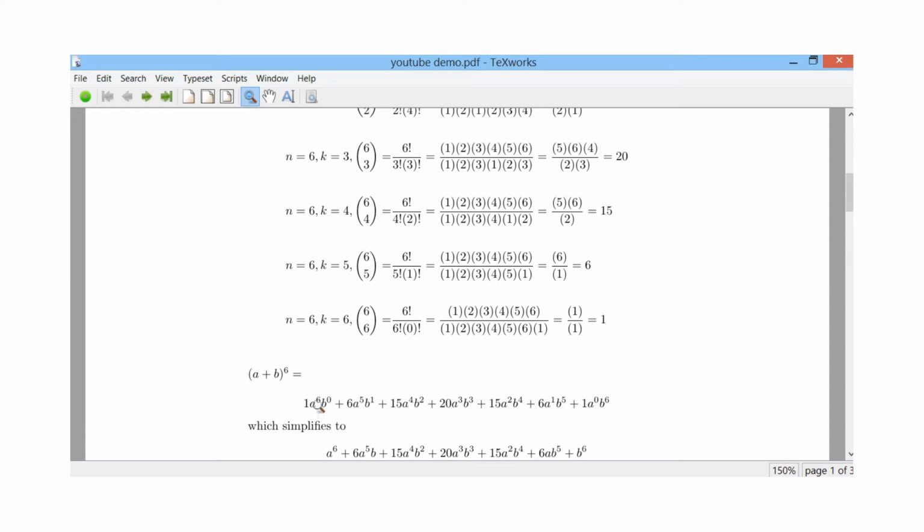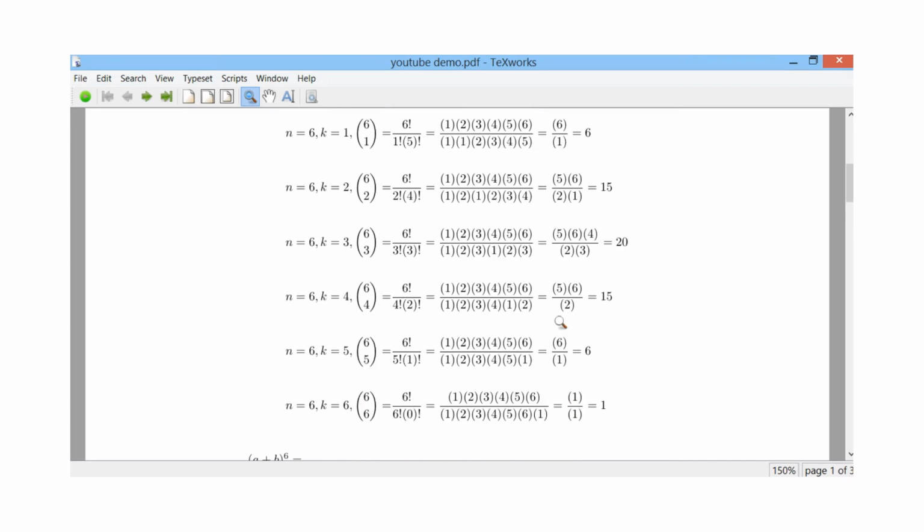So a simple way of writing that is just your a's will start from 6 and work down, your b's will start from 0 and work up, and then your coefficients you just slide in front of it: your 1, your 6, your 15, your 20, your 15, your 6 and your 1. So that's how you'll work that out.